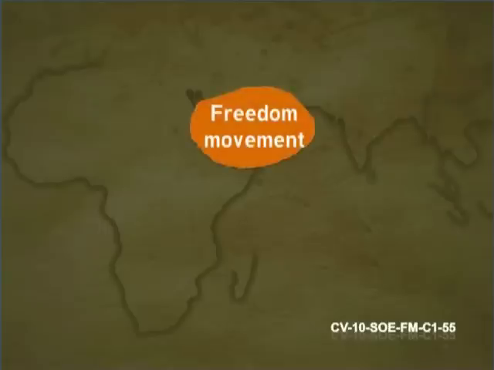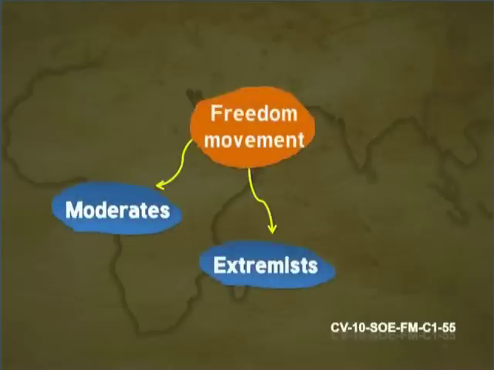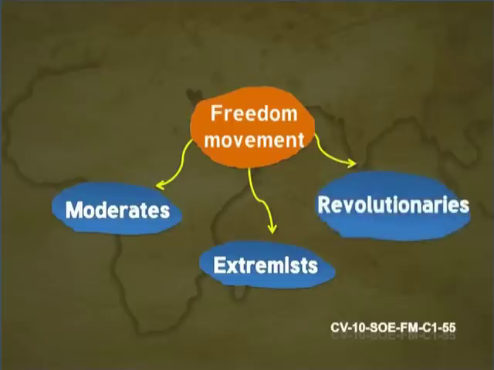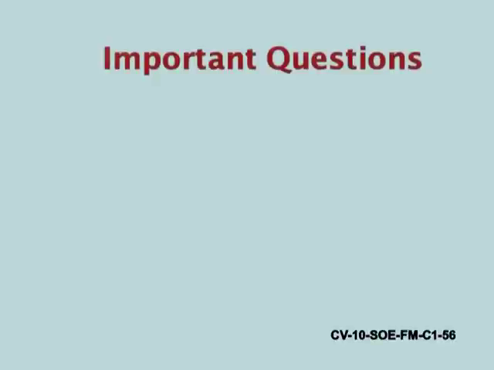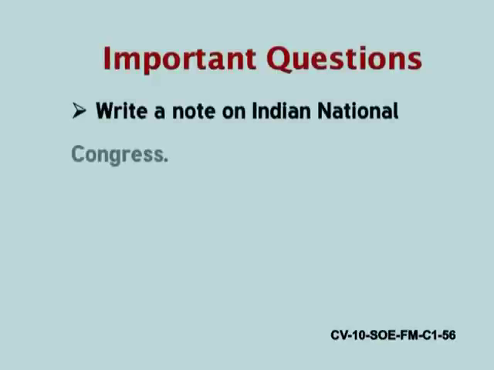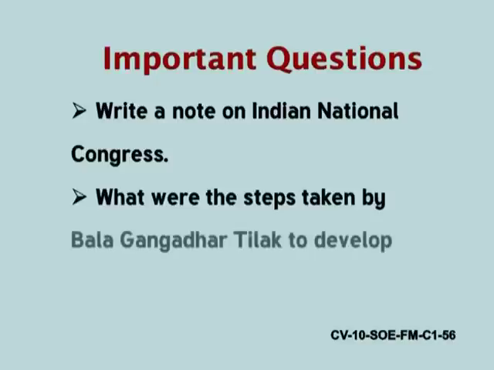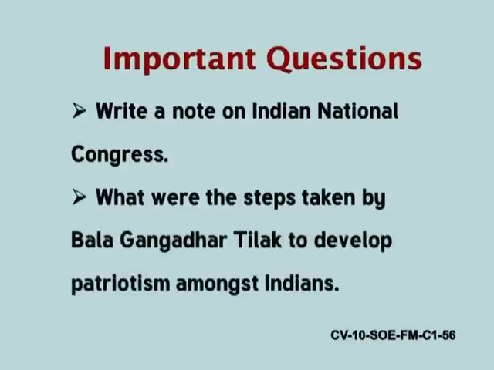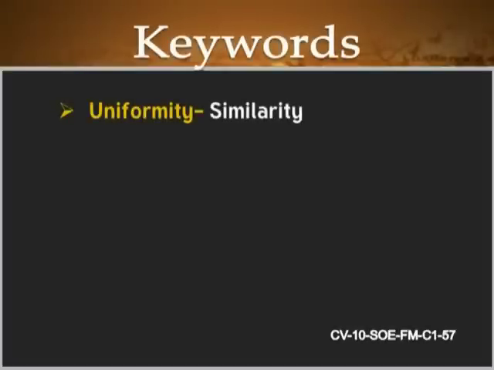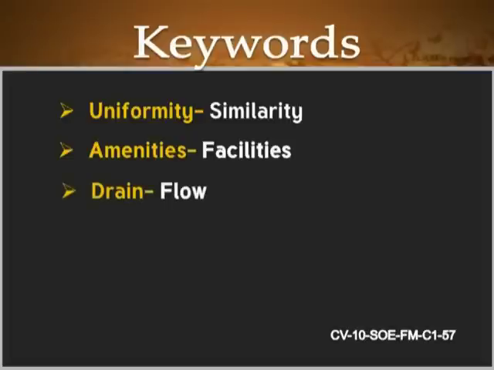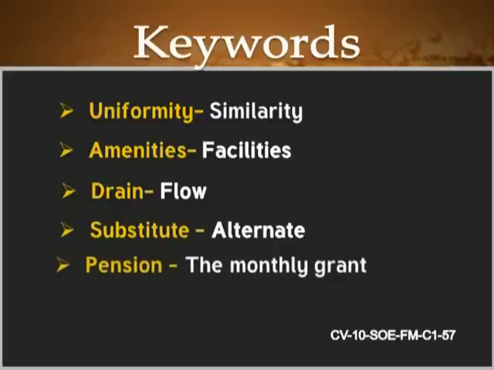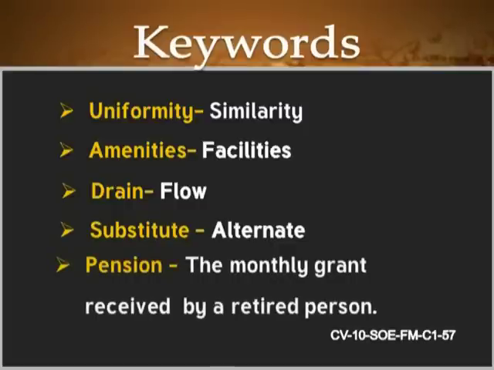Dear students, in this capsule, we have studied moderates, extremists, and revolutionaries. Important questions. Write a note on Indian National Congress. What were the steps taken by Bal Gangadhar Tilak to develop patriotism amongst Indians? Keywords. Uniformity means similarity. Amenities means facilities. Drain means flow. Substitute means alternate. Pension means the monthly grant received by a retired person.